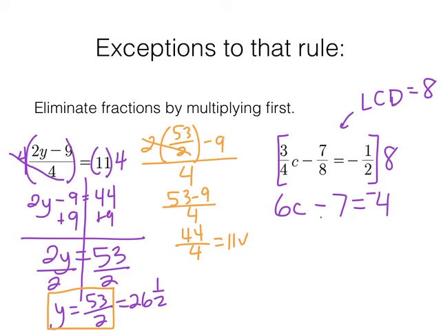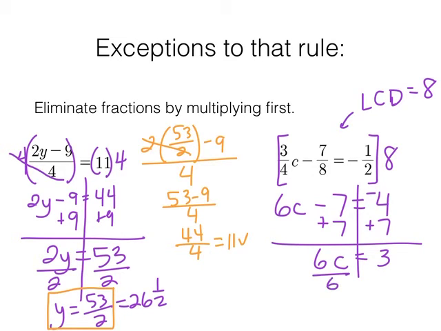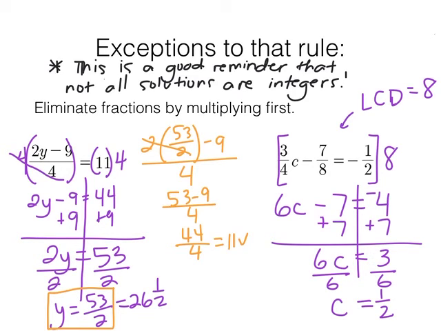Okay, so now add 7. Add 7. Giving me 6c is equal to 3. Divide by 6, divide by 6. And we end up with a half, 1/2. And we go back to check it.